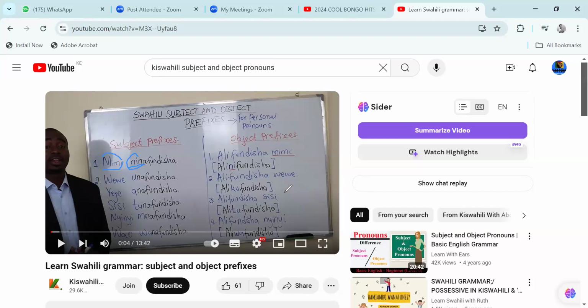If it is wewe, which is you, then in the prefix part you replace the word wewe with the word u. So u becomes the second person prefix. Wewe unafundisha. Basically, you can easily say unafundisha without using the word wewe. So the word u will replace the pronoun wewe in that prefix, and it will be unafundisha.